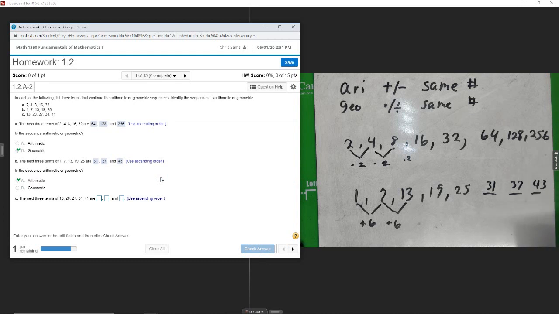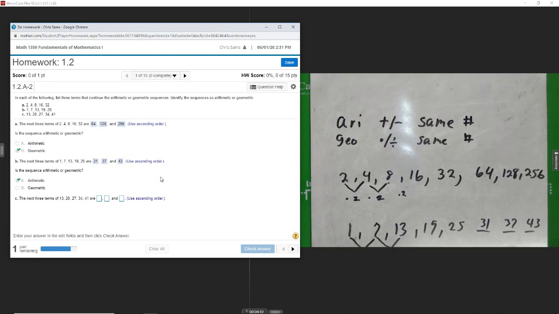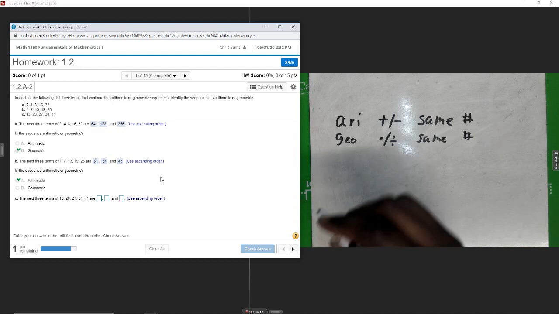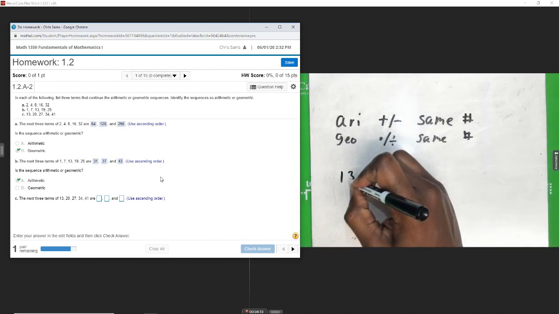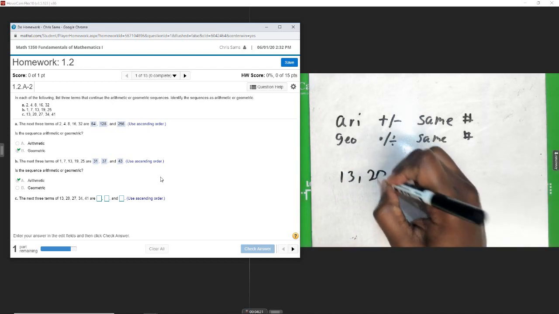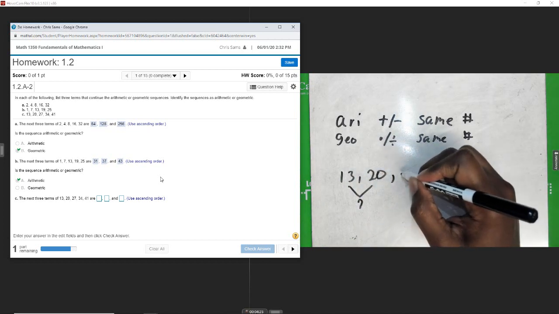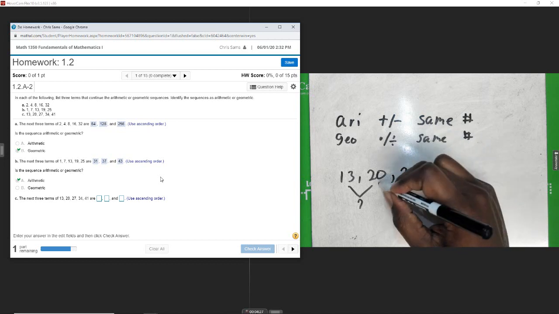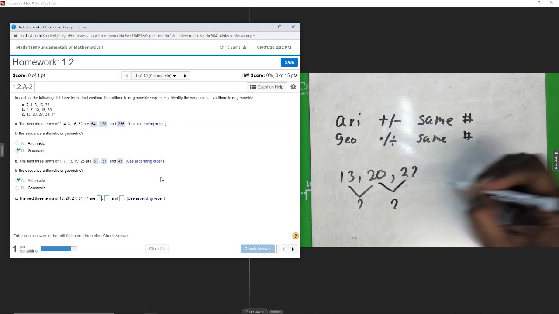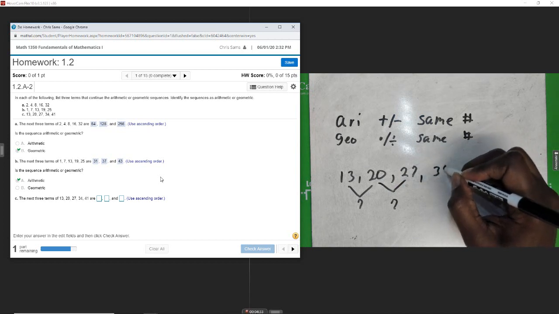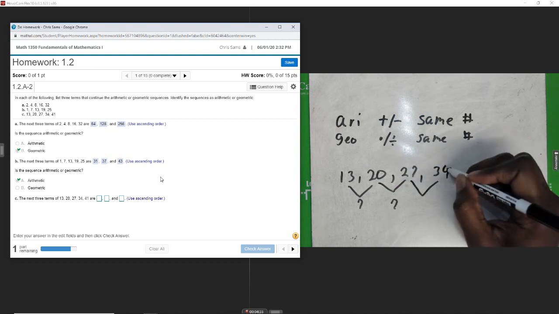And then the last one, C. So this one, we have 13, 20, a difference of 7. And then we have 27, a difference of 7. So it appears to be adding 7 every time. And you can check and verify those by continuing to add 7.